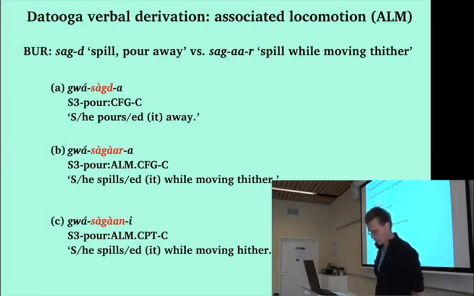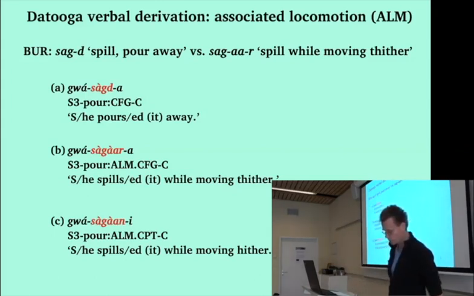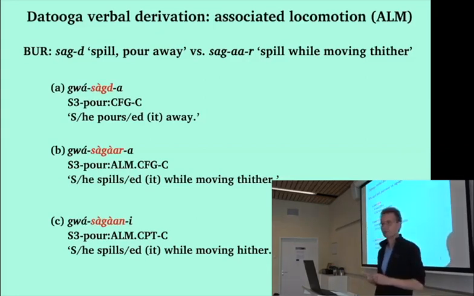Example one illustrates the issue at stake by an opposition of the verb sagde, to spill, versus sagar, to spill while moving thither, or to move thither spillingly. So 1a could be used, for example, for describing the act of women when they pour away the water, which might have entered the house after heavy rains. And you see the verb stem sagd expressing this action.